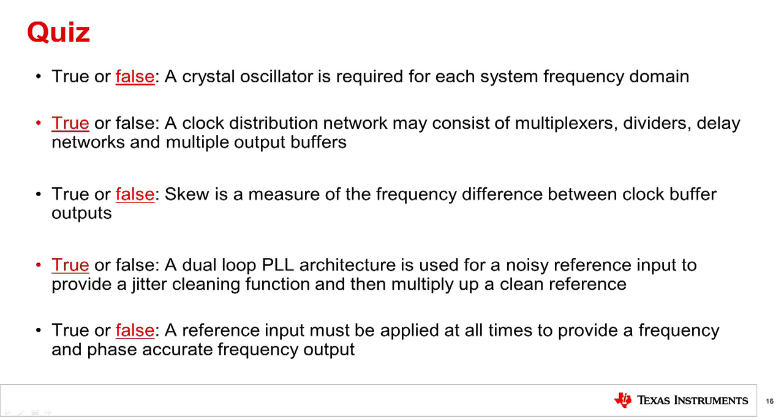Okay, let's check your answers. Number 1 is false. A clock generator, jitter cleaner, or a network synchronizer can provide multiple frequency domains from a single reference. The second one is true. All of these functions may be included in a clock distribution block with at least one output buffer always present. Number 3 is false. Since a clock buffer replicates the input, there's no frequency error introduced. The skew measures the phase difference between the outputs.